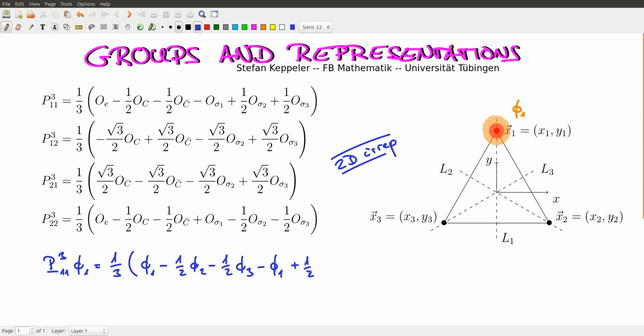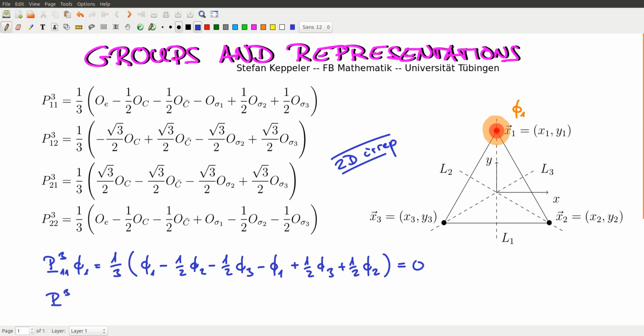plus 1/2 the sigma 2 reflection, that gives the phi 3, plus 1/2 and the phi 2. And now we see that everything cancels again. We have a phi 1 and a minus phi 1 and a minus 1/2 phi 2 and a minus 1/2 phi 2, and same for the phi 3's. So it's 0.